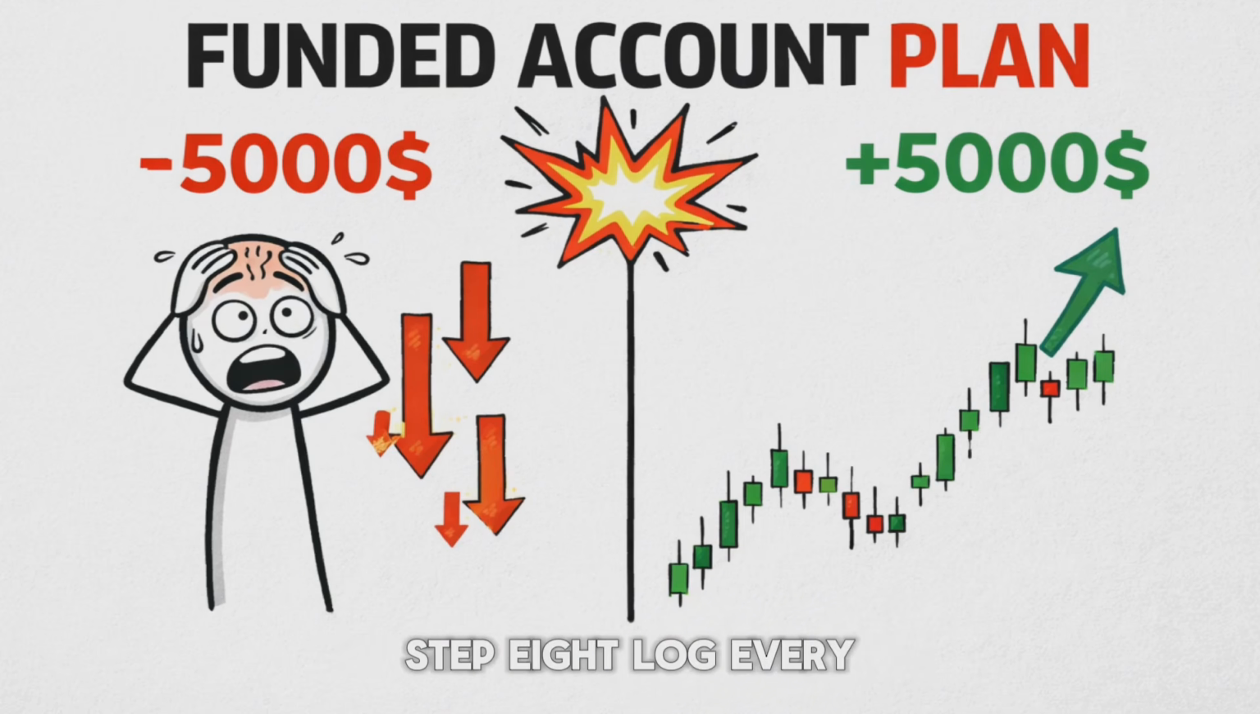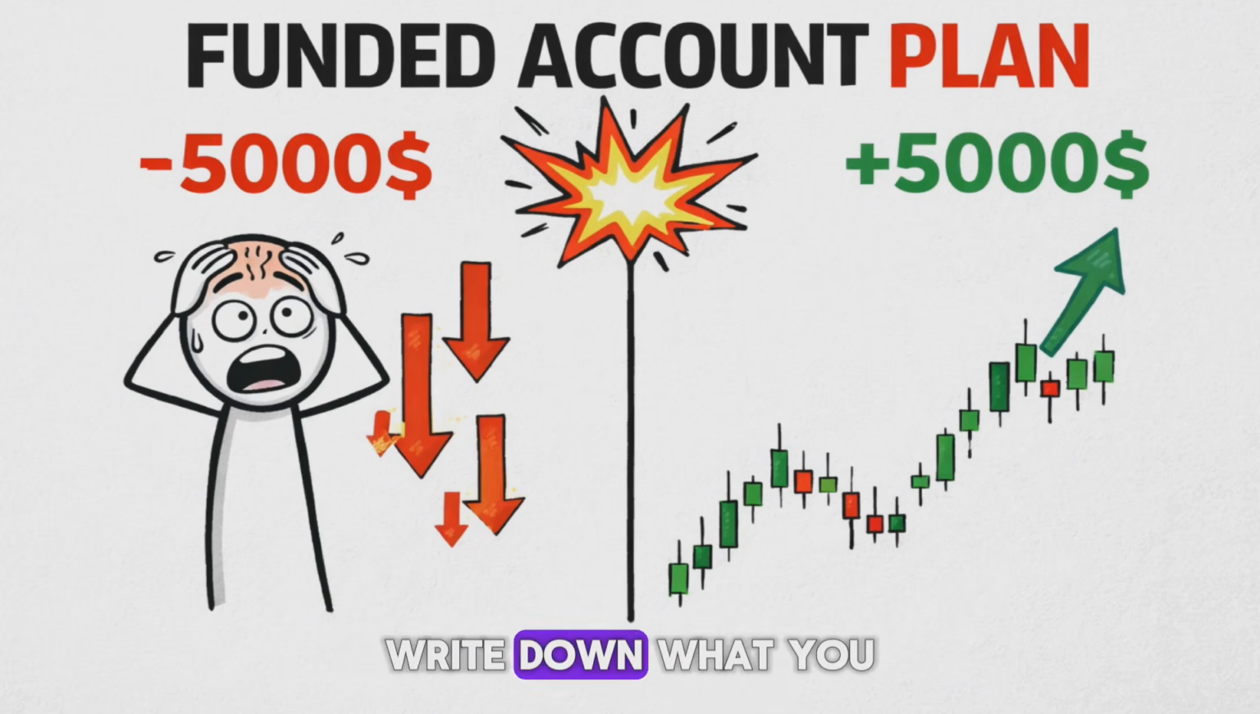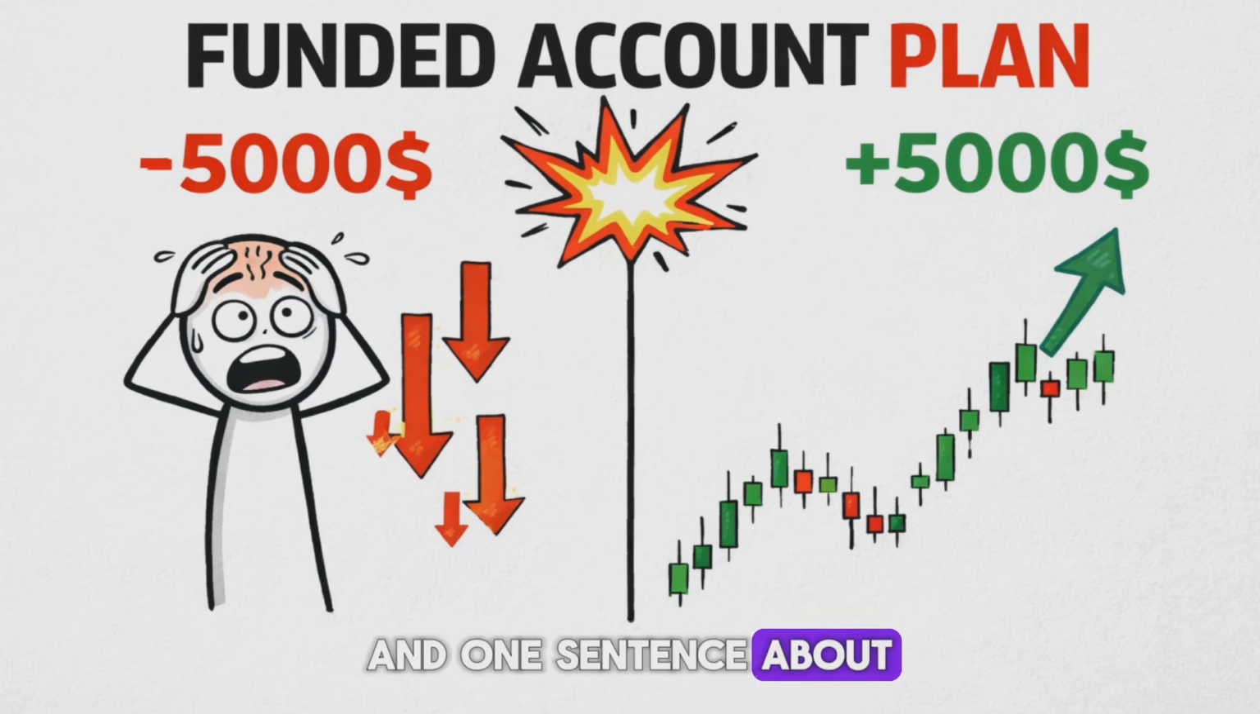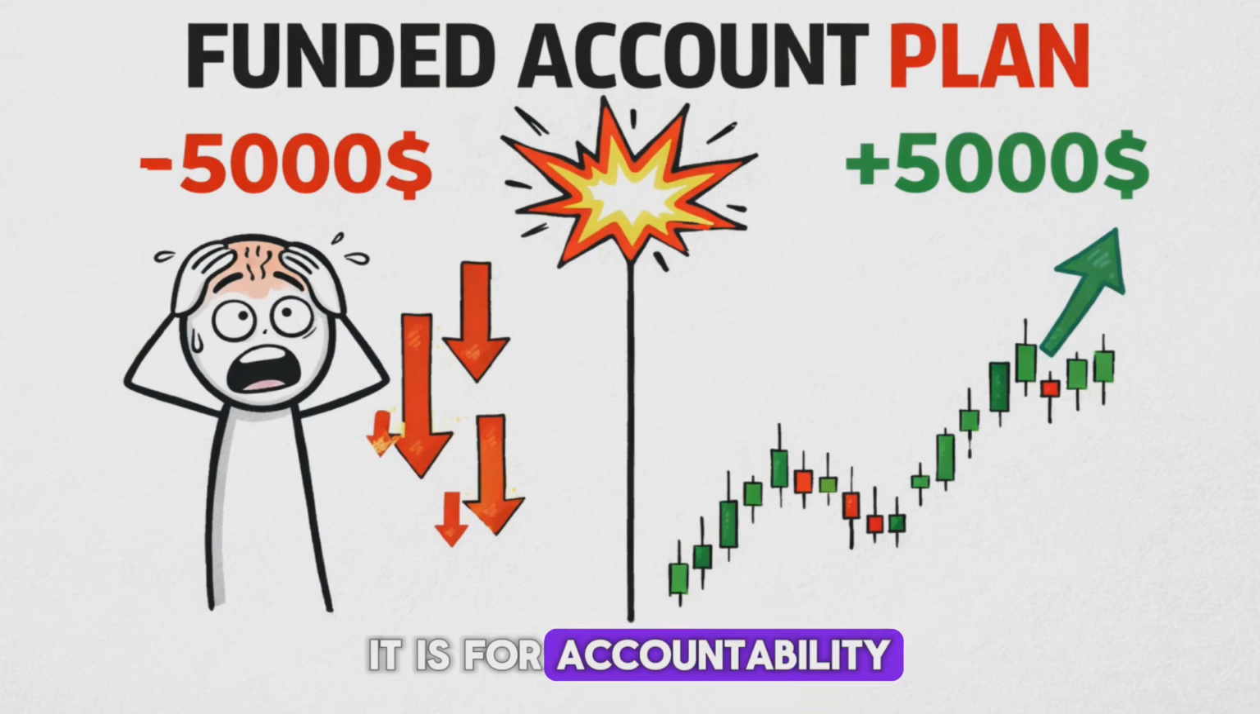Step 8. Log every trade the same day, win or lose. After each session, before you do anything else, write down what you saw, what you did, and why. Not a paragraph, a record. Entry time, entry price, stop level, target level, result, and 1 sentence about whether you followed your rules. This log is not for reflection, it is for accountability.